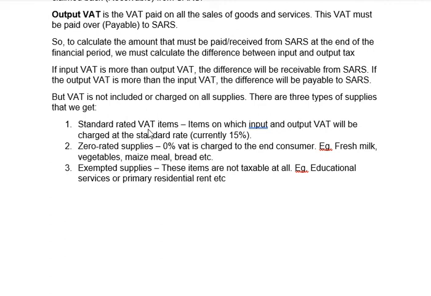It's zero rated because it can change. It is possible that the government can decide to add a levy on those items, but currently they are zero rated. They include fresh milk, vegetables, maize meal, brown bread, etc. All those things are zero rated.